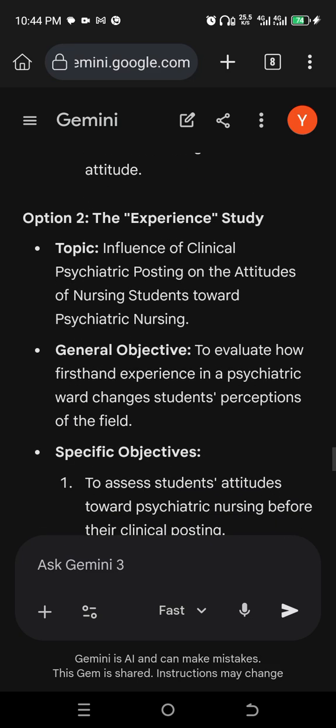Then topic two, the experience story: influence of clinical psychiatric posting on the attitude of nursing students towards psychiatric nurses. Simple. And you can add nursing students in Ahmadu Bello University. That is how it is.